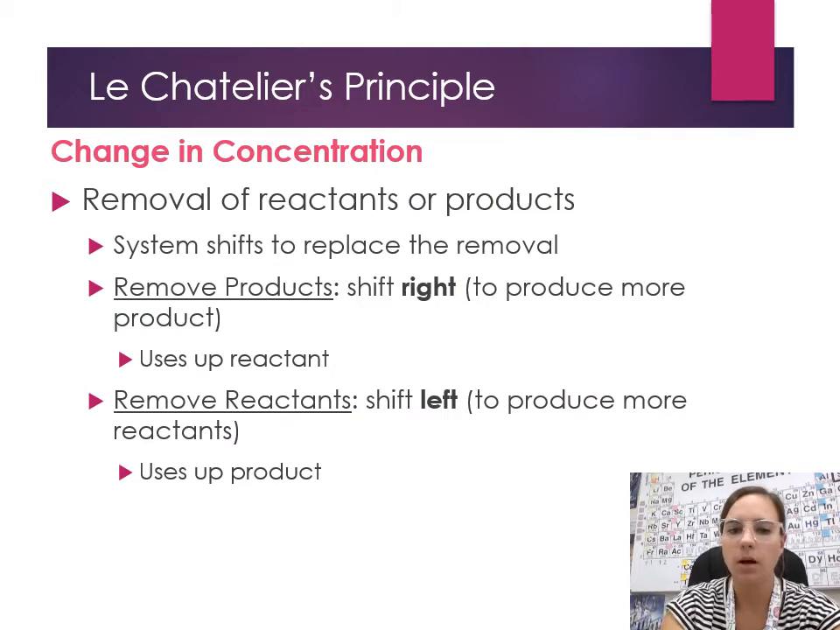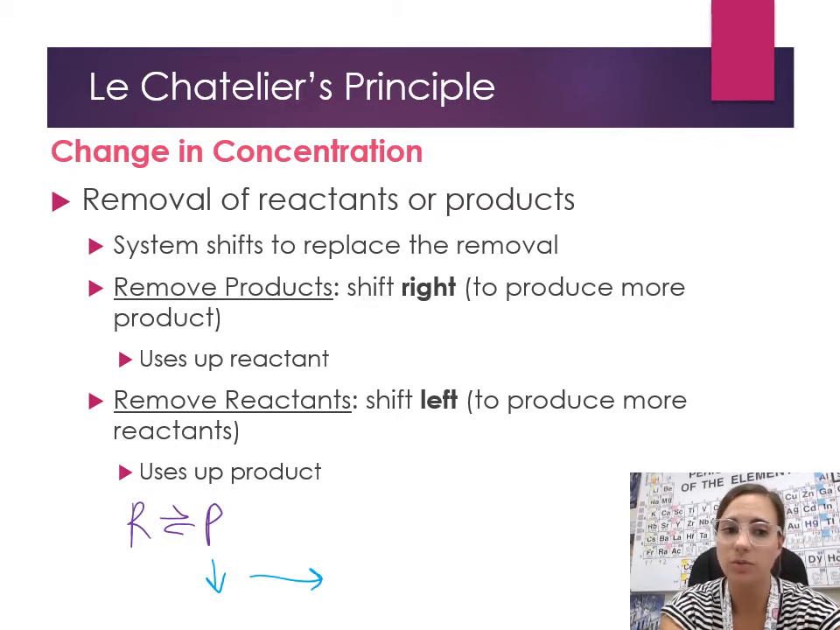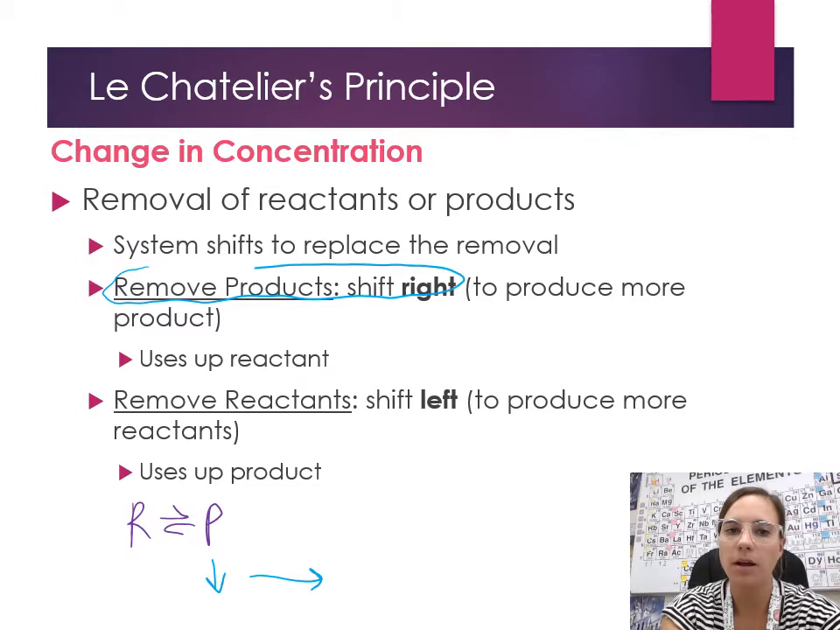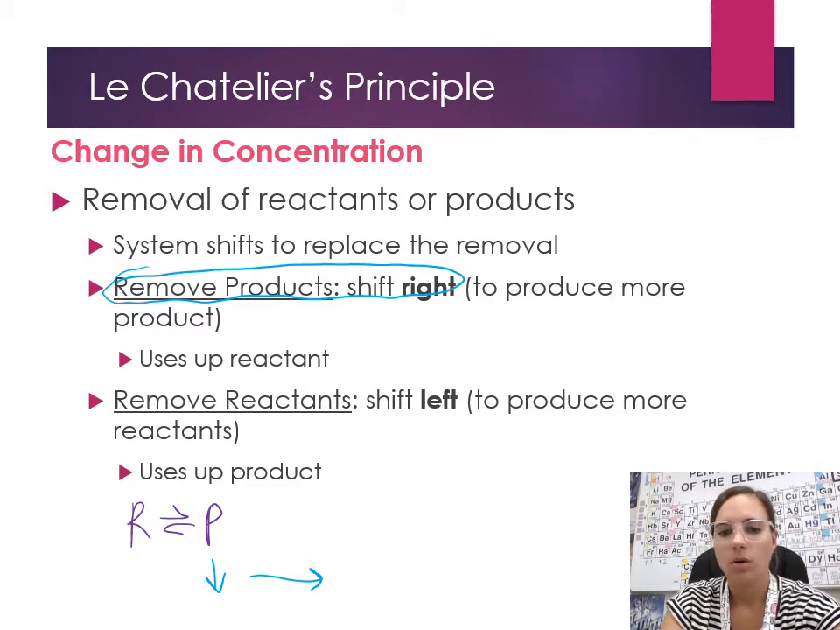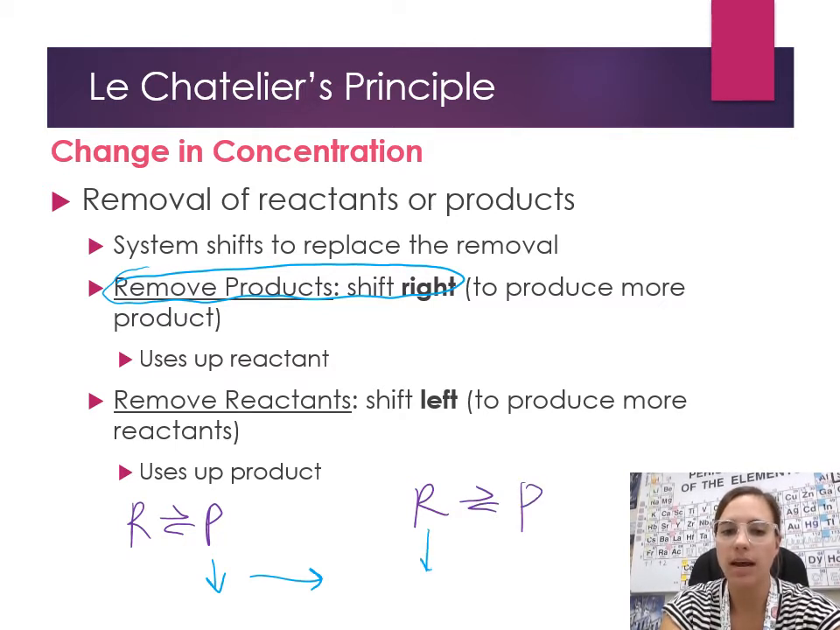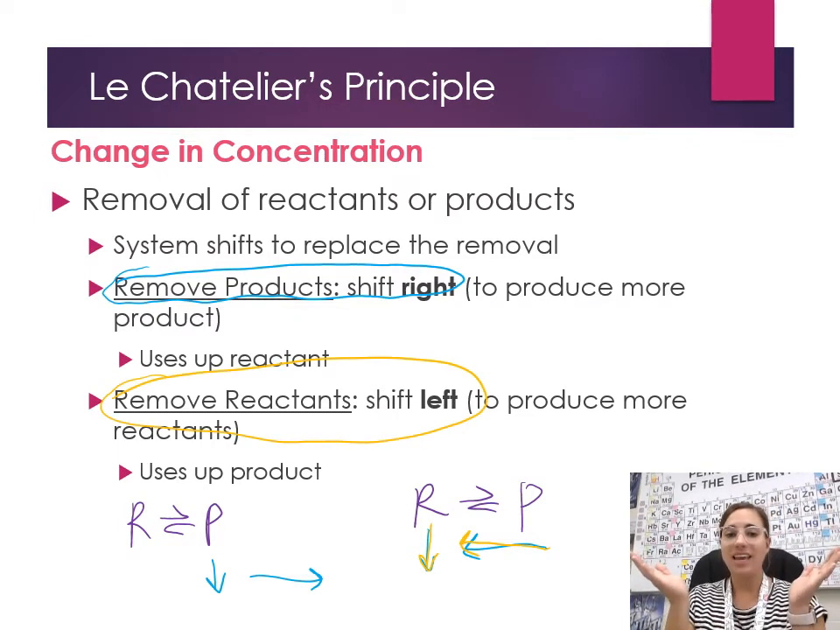What if we take some away? What if I remove product? So I make product go down. Well, then I need to make more of it, so I'm going to have to shift right to replace it. What happens if I remove some reactant? Well, then I need to make more of it to replace it. So I'm going to shift left. So if I take out reactant, I have to shift left to replace it. If I take out product, I have to shift right to replace it.